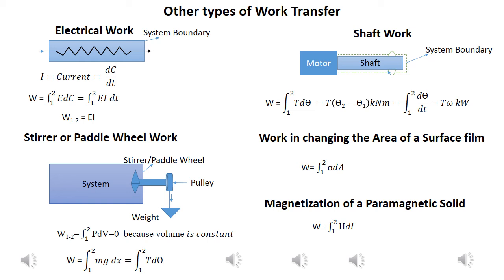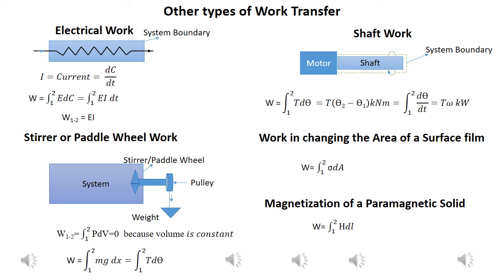The paddle wheel work or stirring work is as shown in the figure. As the weight is lowered, the paddle wheel rotates. Hence, the work is transferred into the system. But here, since the volume is constant, the work done PdV is equal to 0.